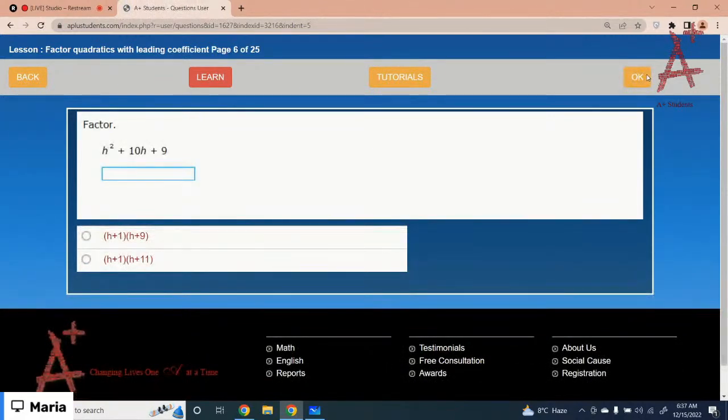Okay, then you have h square plus 10h plus 9. So which of the options is the correct one? The first one or the second one? Yes, very good. Option number 1 is the correct one, because when you add them, 9 plus 1, it makes 10. And when you multiply them, 9 times 1 makes 9. Got it? So the first option is the correct one.